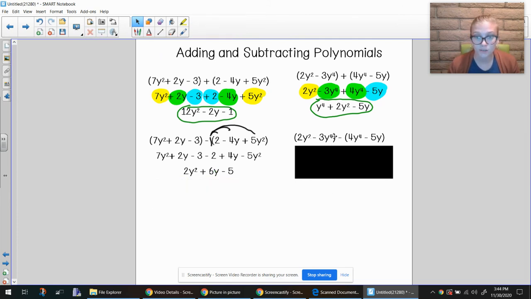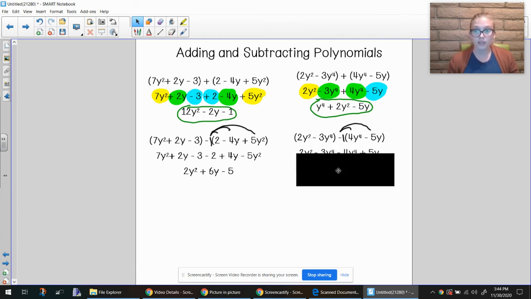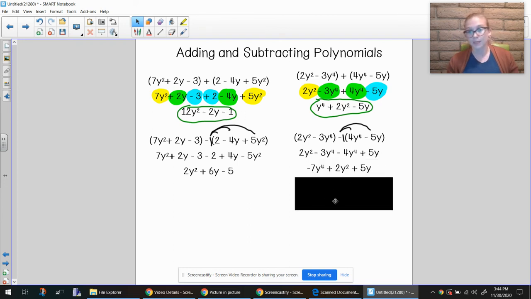2y squared minus 3y to the fourth minus 4y to the fourth minus 5y. Again, I'm going to distribute this negative 1, which means I'm going to change the signs of everything in the second set of parentheses. So 2y squared minus 3y to the fourth minus 4y to the fourth plus 5y. Again, I'm going to combine like terms, so there's nothing that goes with my y squared. Negative 3y to the fourth minus 4y to the fourth are going to combine to become negative 7y to the fourth, plus 2y squared plus 5y.